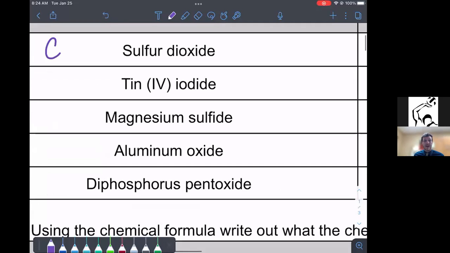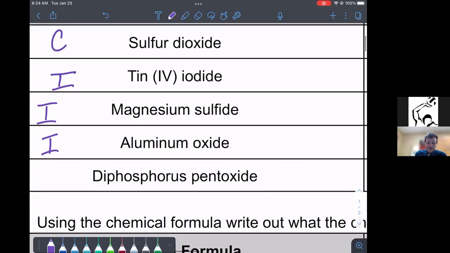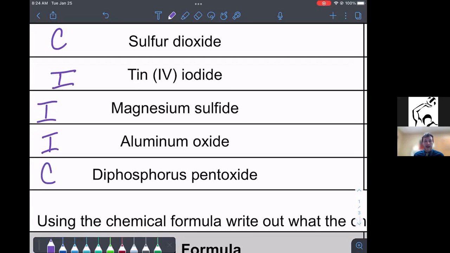The second one, we have tin 4 iodide, and tin is a metal, which means it's going to be ionic. We have magnesium sulfide, and magnesium again is a metal, so we have another ionic. Aluminum oxide, aluminum again is a metal, so we have another ionic. And diphosphorus pentoxide, phosphorus and oxygen are both nonmetals, so we have a covalent compound.